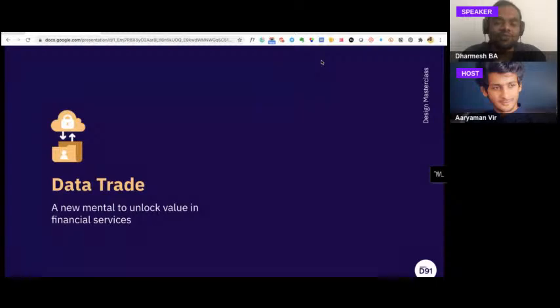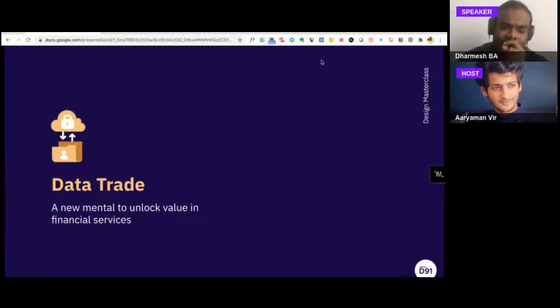Most of these products are free. They're not really free, but we exchange our data. The data that we create on these platforms is being traded to show us some advertisements. Now we are going to extend the same mental model into financial services, right? So how are we going to design around this new data trade?